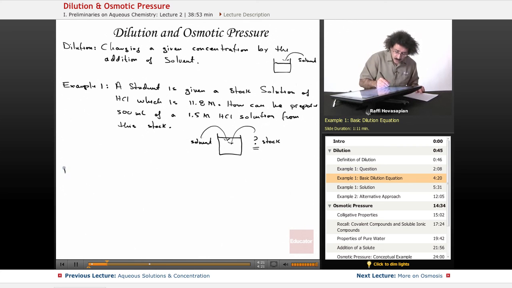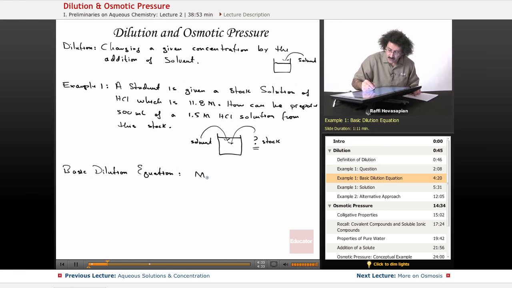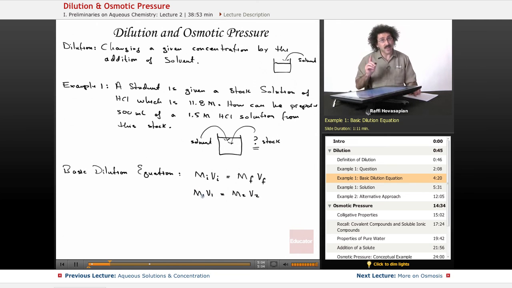Okay, so the basic dilution equation is as follows. It says that the initial molarity of something times its initial volume is equal to its final molarity times its final volume, also written as M1V1 equals M2V2. So this M is molarity, not mass. Very, very important. So the molarity times the volume that we start off with, in other words, of the stock solution, equals, once we've diluted it, the final molarity times the final volume. So this is the equation that we want to work with.